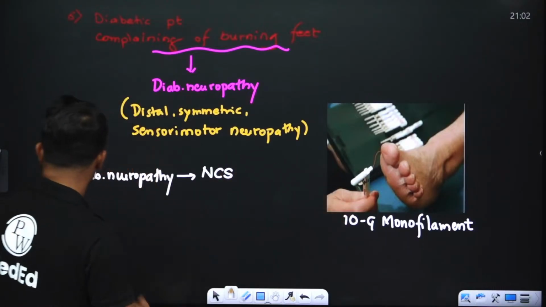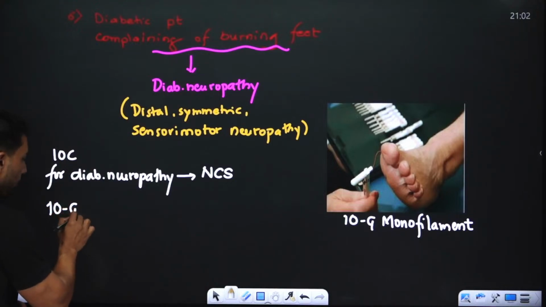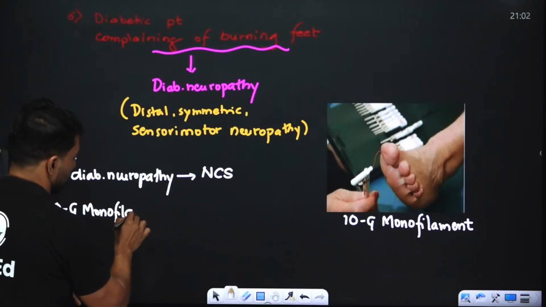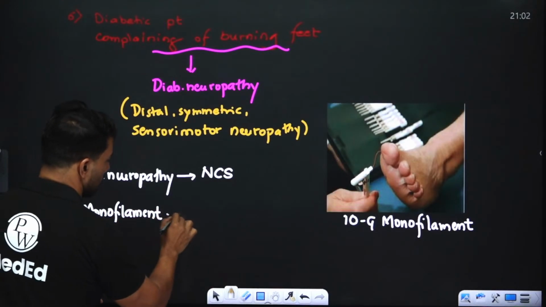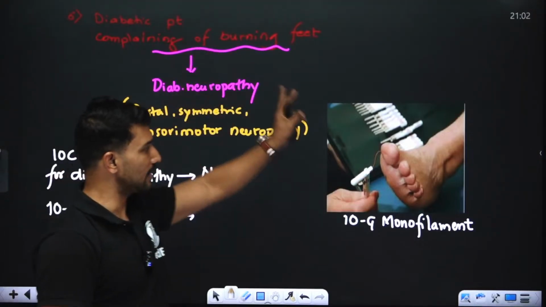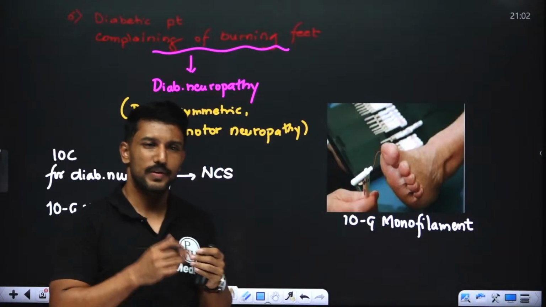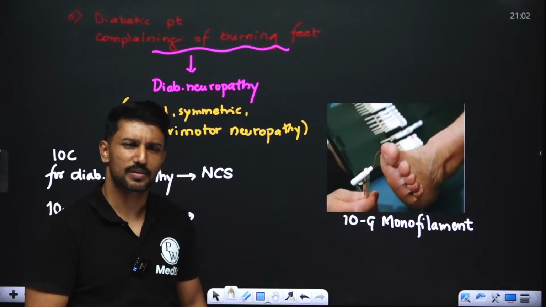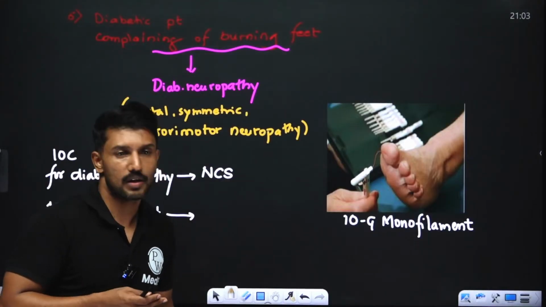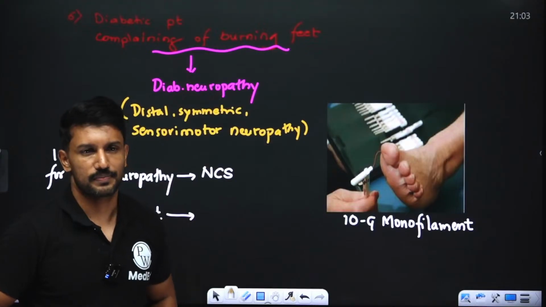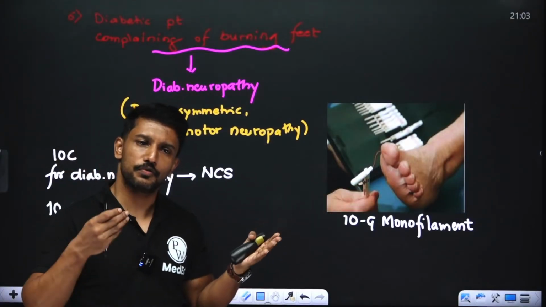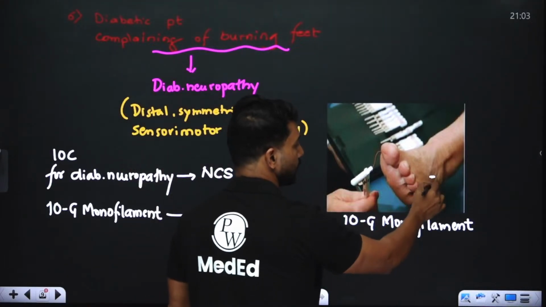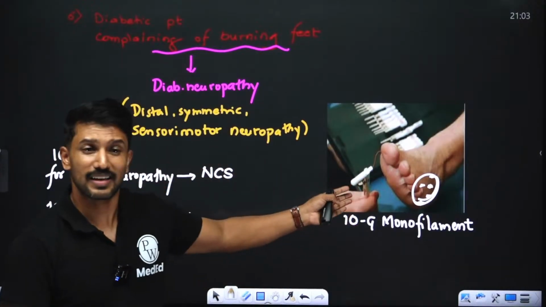Now, what is this 10-gram monofilament used for here? The main problem with diabetic neuropathy is that as the nerves get damaged, they lose the ability to sense pain. So when they lose the ability to sense pain, daily their foot gets multiple minor traumas, which normally we would feel as pain, and we would look at the feet and take care of it. But these patients are not aware of some injury happening to the foot. So when injuries accumulate, eventually they will develop a non-healing wound, and we will end up calling it diabetic foot.